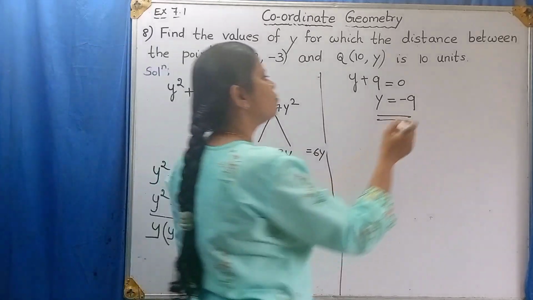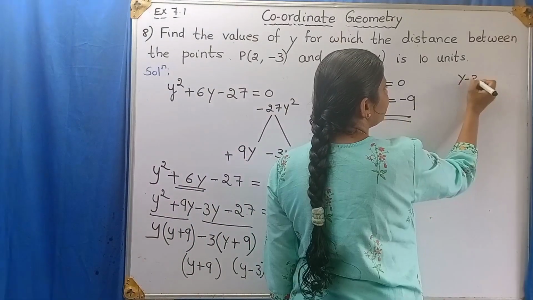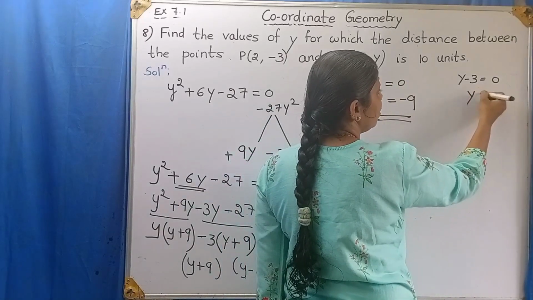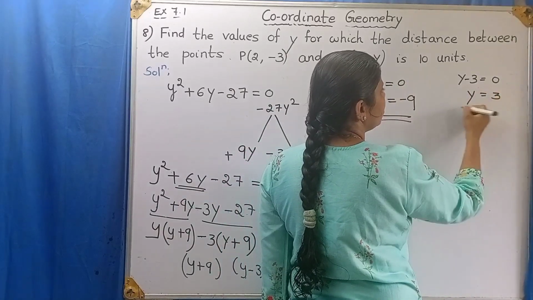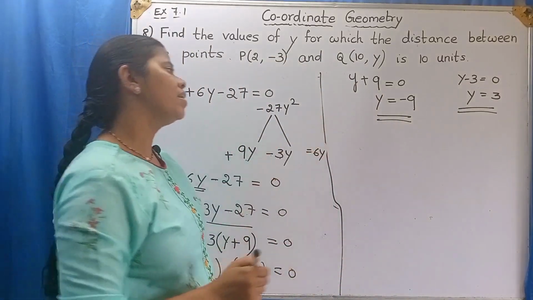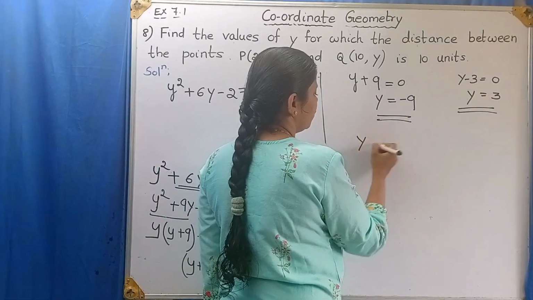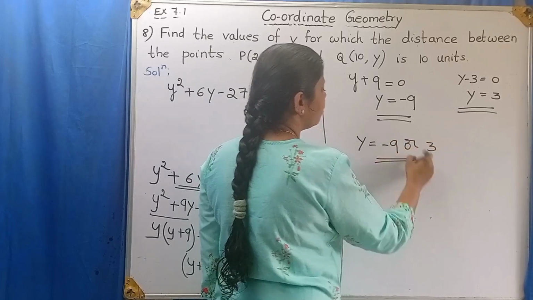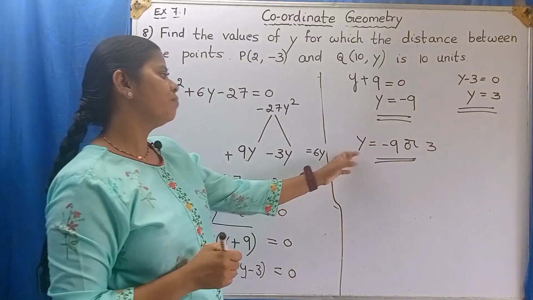y minus 3 is equal to 0. That is, y is equal to 3. Therefore, the value of y is minus 9 or 3.